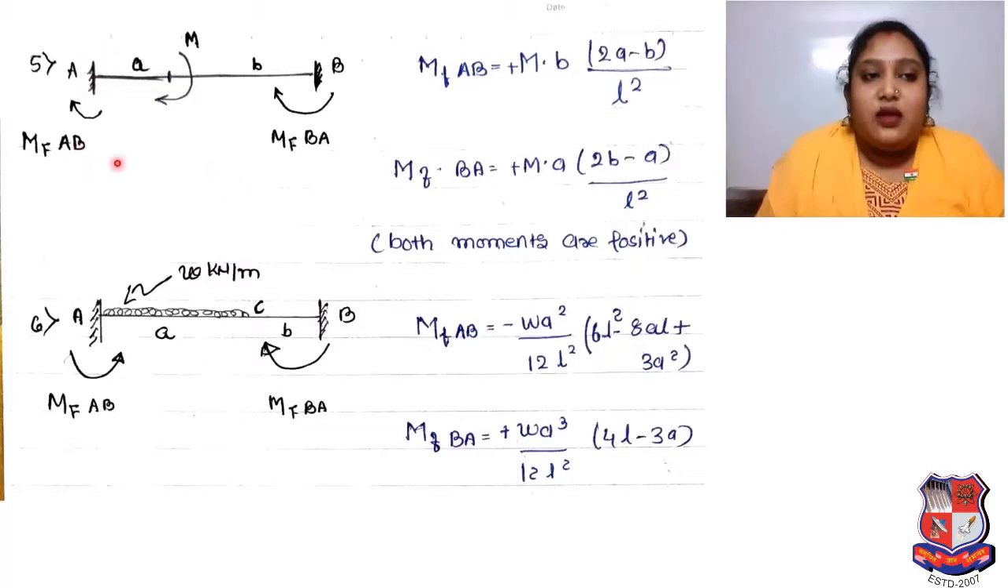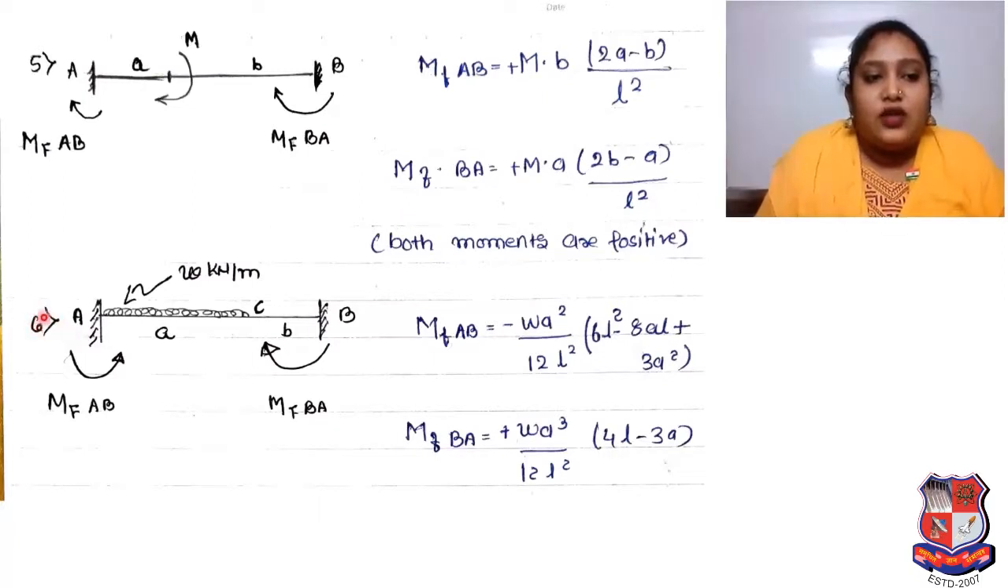Now there is a fixed beam with no load, but a moment is generated, and it is a span L. The moment is at a distance a from end A and a small distance b from the other end, and the moment is somewhere over here. So the fixed end moment MF AB is positive, MB in bracket (2a minus b) upon L square, and fixed end moment BA will be positive, MA (2b minus a) upon L square. Both moments are positive, okay.